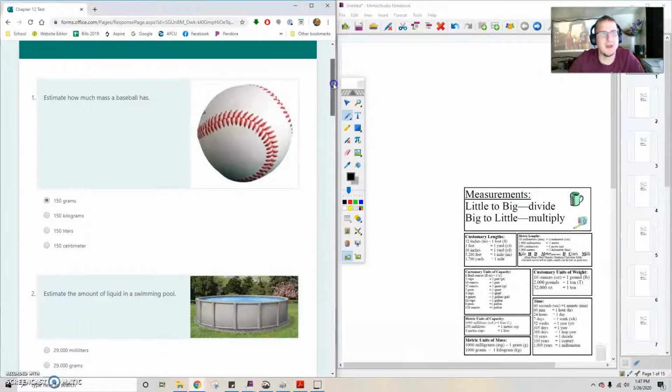We need to estimate the mass of a baseball. Now remember, when we're talking mass, we're talking either grams or kilograms. Okay, so these two options of liters and centimeters, we can cross those off right away. Are we talking 150 grams or 150 kilograms? Now remember, a gram is equivalent to about a penny, where a kilogram is equivalent to about 6 apples. So if we're talking about a baseball, a baseball is not going to be equivalent to even 6 apples, let alone 6 times 150. So our answer is going to have to be the 150 grams.